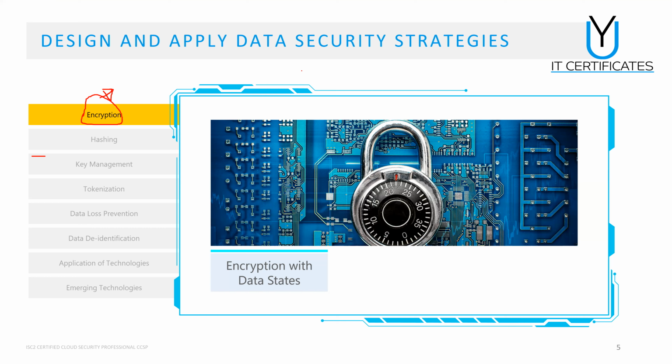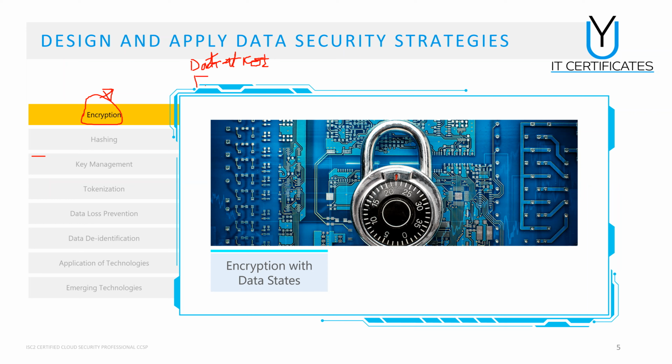How can we do this? It can be done by encryption. We can enable encryption in multiple data states. We have 3 data states. State number 1 is called data at rest. What is data at rest? Data at rest means that the data is stored on the server, on the storage, on the desktop or whatever.